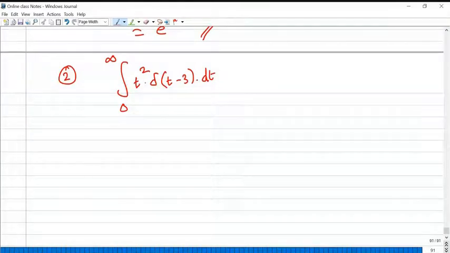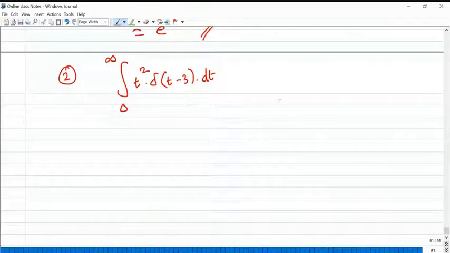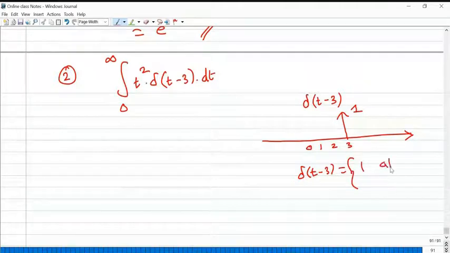Now tell me, t squared times delta of t minus 3: when is this product valid? When does delta of t minus 3 become 1? What is the sketch for delta of t minus 3? At t equal to 3, the magnitude of the impulse signal is 1. Otherwise, delta of t minus 3 equals 1 at t equal to 3 and 0 otherwise.